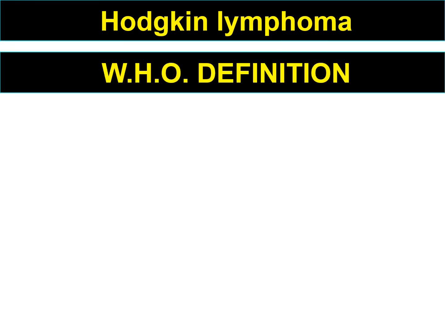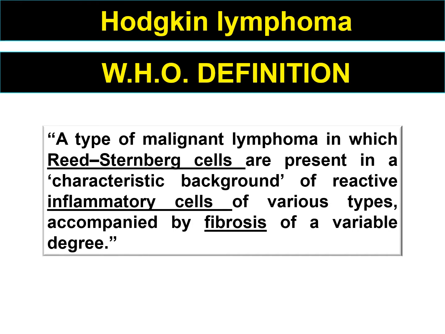The current WHO classification defines this disease as a type of malignant lymphoma in which Reed-Sternberg cells are present in a characteristic background of reactive inflammatory cells of various types, accompanied by fibrosis of a variable degree. So: the Reed-Sternberg cell, inflammatory cells and fibrosis. Three important things to remember in the definition of Hodgkin lymphoma.